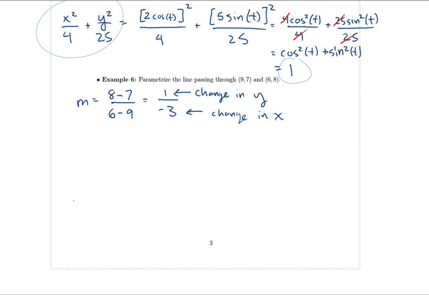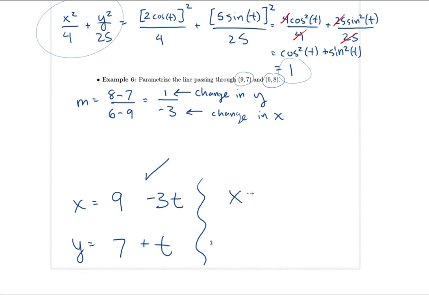So when it comes to writing this down, we're going to say for x, we're going to have -3t, and for y, we're going to have plus t. Okay. So just taking the change in y and change in x and putting those as the coefficients in front of the t. And then what else do we need? We need an initial point. So here's the thing. You can use either one of these as initial points. So some people might put 9 here and 7 here, and that's great.